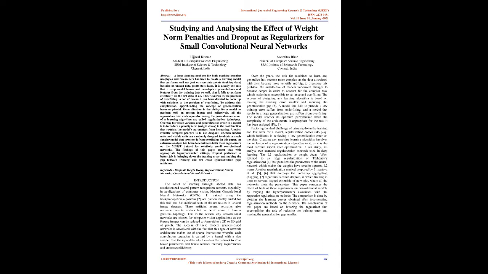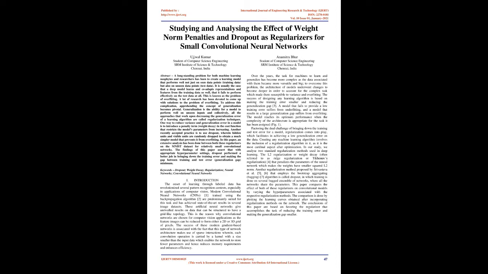Introduction. The onset of learning through labeled data has revolutionized several pattern recognition contests, especially in applications of computer vision. Modern convolutional neural networks, CNNs, once trained using the backpropagation algorithm [2], are predominantly suited for this task and have achieved state-of-the-art results in several image datasets. These artificial neural networks give unrivaled results on data that can be structured to have a grid-like topology. This is the reason why convolutional networks are chosen for computer vision applications, as the feature images can be reduced to form either a 2D or 3D grid of pixels.